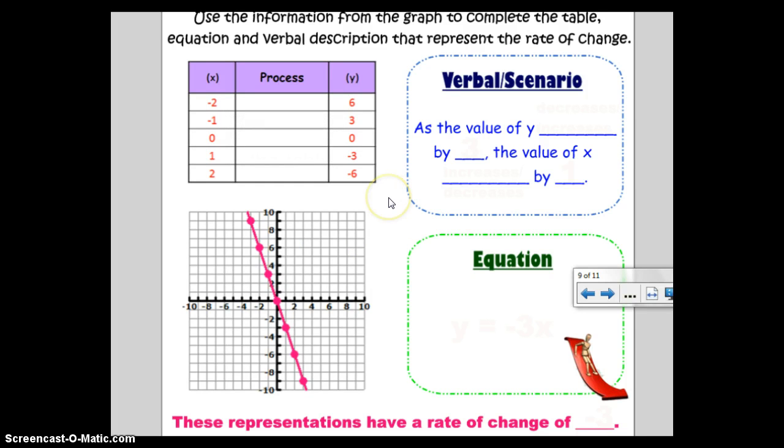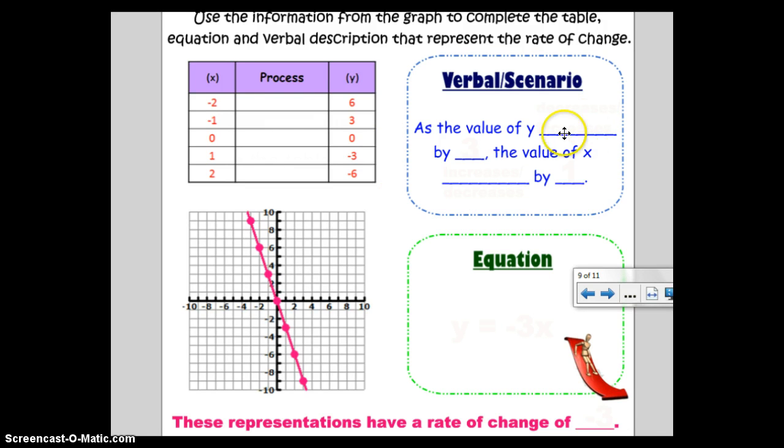Your table may look similar to mine. -2, 6, -1, 3, 0, 0, 1, -3, and 2, -6. Use this to help you find your rate of change by finding delta y divided by delta x. Please pause the video to do that now.